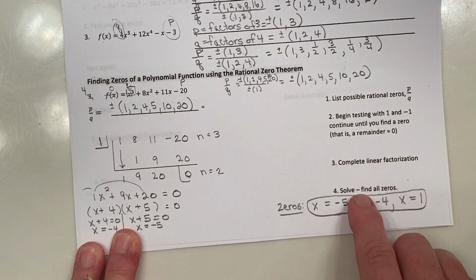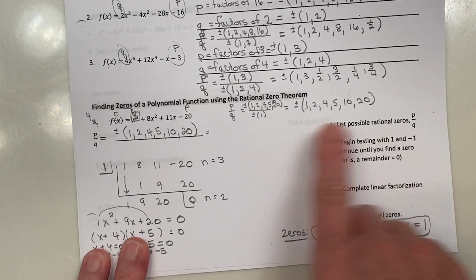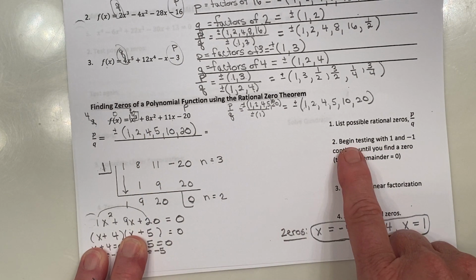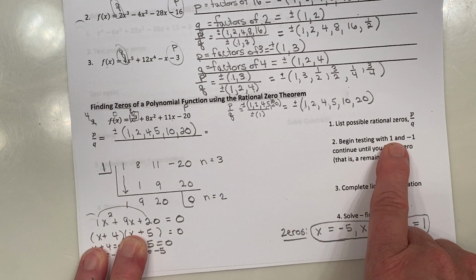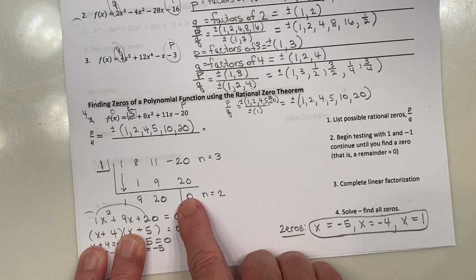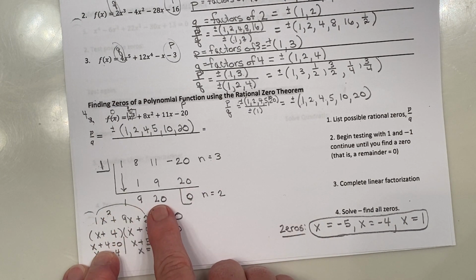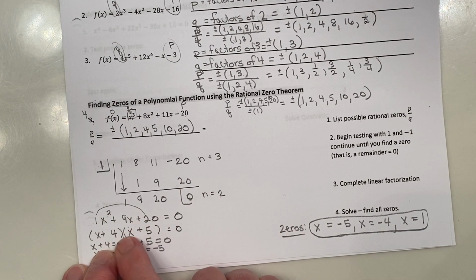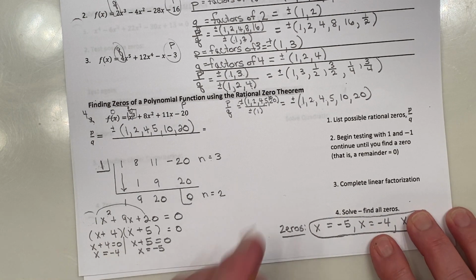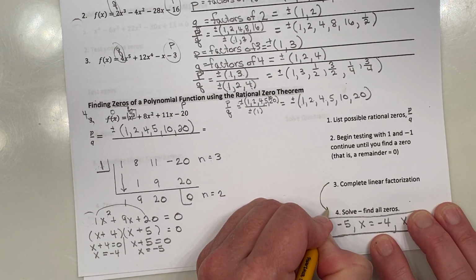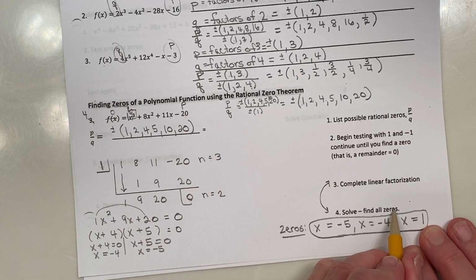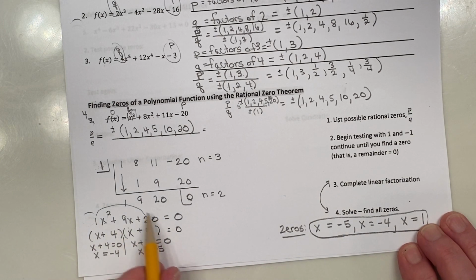So let me go back and read the directions. Did I list the possible rational zeros? Yes, I did, P over Q. I began testing synthetic division with 1, and I got lucky. I got a remainder of 0. I ended up with quadratic coefficients, so I just let my previous knowledge allow me to factor and find the other zeros. I'm going to switch these two. We solved and we found all the zeros by solving this quadratic.